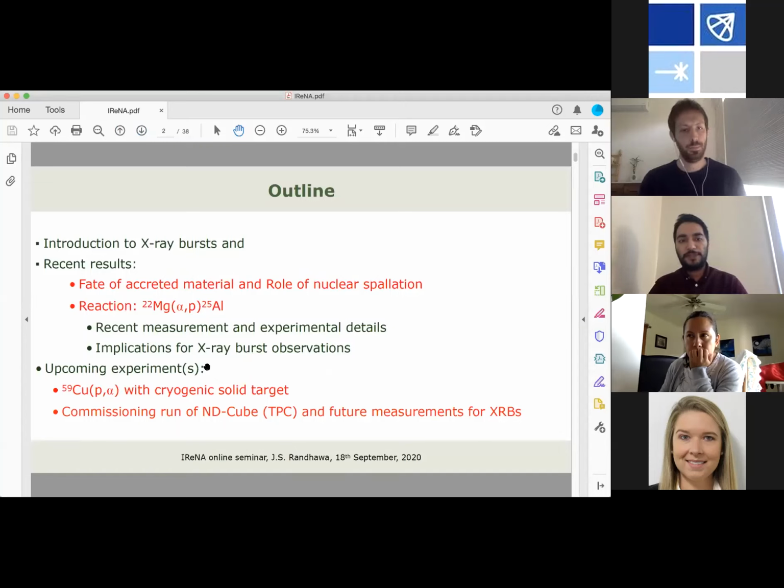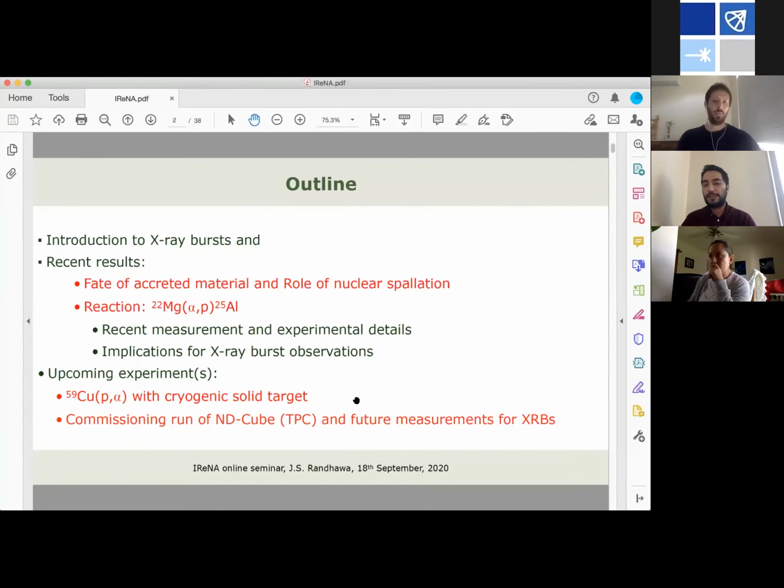And then briefly towards the end, I'll talk about upcoming experiments, at least one experiment with the cryogenic solid hydrogen target, which is 59Cu(p,α). Again, another experiment for X-ray bursts, and the commissioning of our new TPC at Notre Dame and possible future measurements with this type of detector.